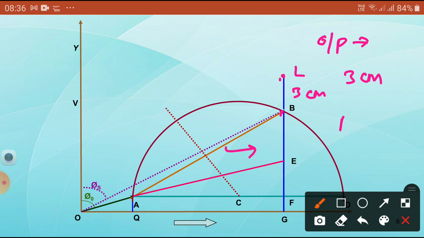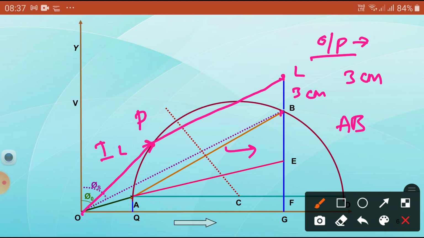What is the output line here? AB. Draw one line parallel to the output line here. Then you are going to cut it here, so that it indicates the P point. So this P point I am going to get. From O to P indicates the load current IL at that full load value. So how to know the P value? Extend the BG line up to L with the help of the motor output rating.